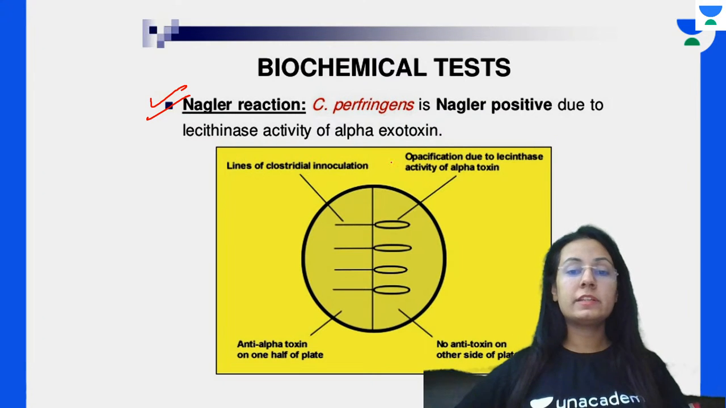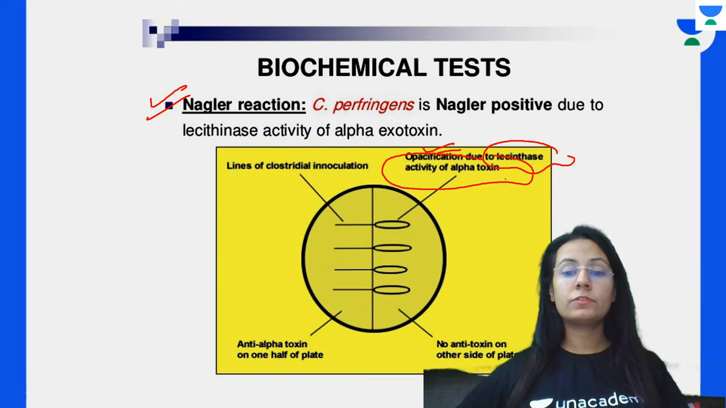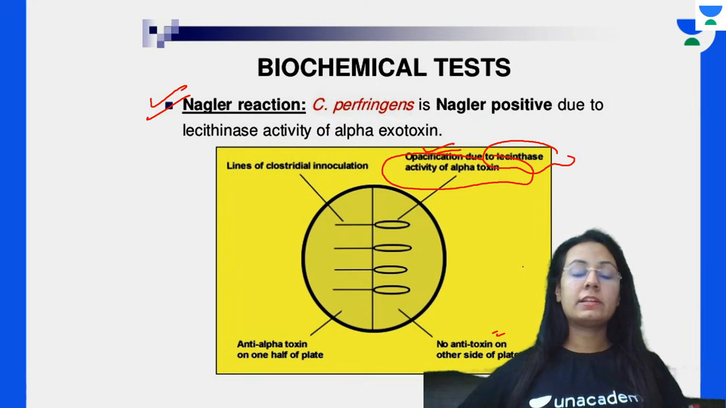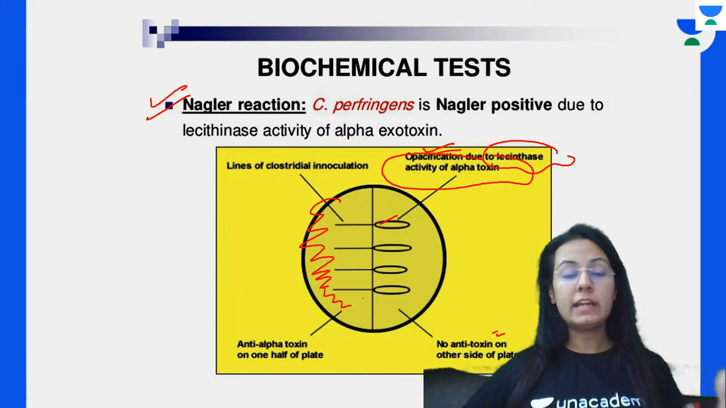Nagler's reaction, we have seen, is opacification due to the lecithinase activity of the alpha toxin. And you can see the opacity here. On this side no toxin is acting because of the anti-alpha toxin.